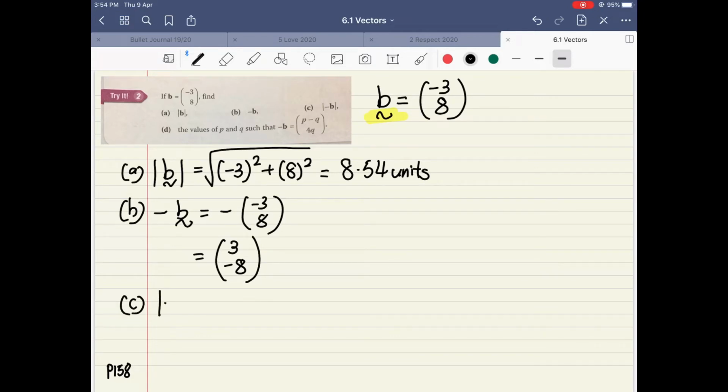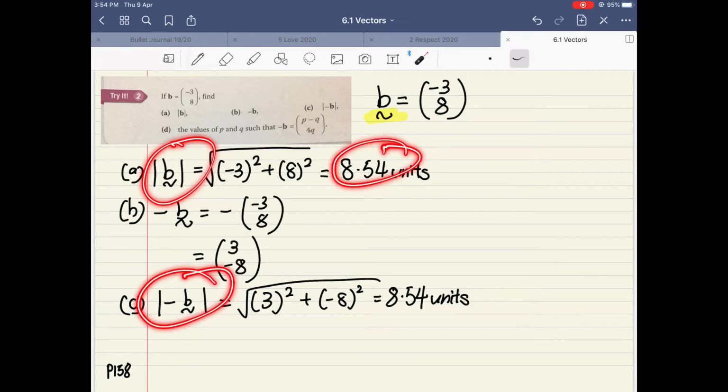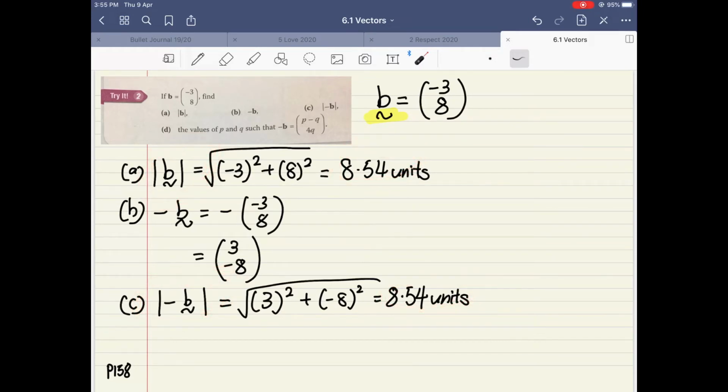Now, if I were to find the magnitude of the negative B, what I'll get applying the formula is 3 square plus negative 8 square. I square root. You input this into the calculator, you find that you get the exact same value of 8.54 units as well. Note vector B has a magnitude of 8.54 units. Vector negative B has a magnitude of 8.54 units as well. So they have the same magnitude, but the only difference is because of the negative symbol, they will be going in different directions.